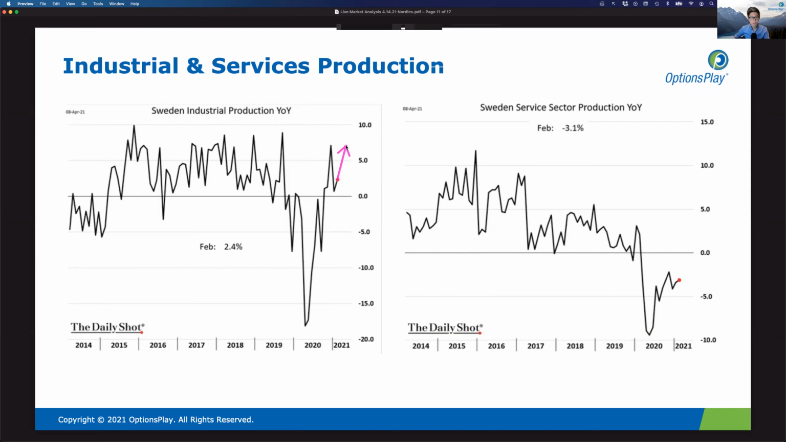We would really like to see industrial production continue to move higher here, because this is the one part of the global economy that is extremely strong right now, industrials. And we really want to see Sweden be at least on par with that. Right now, it's not quite there. And the one part that is concerning to me is that services is not bouncing back the way that we really would like to see it by now.